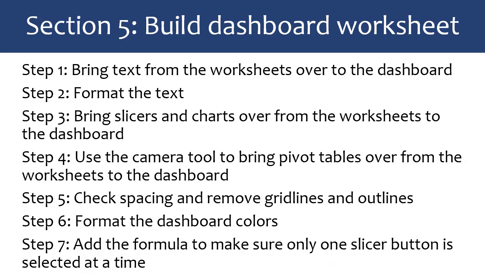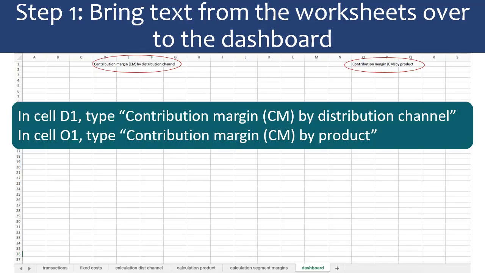This section has 5 steps. This is the exciting section. We will be building the interactive dashboard using elements from the other worksheets we have built. In cell D1, type contribution margin by distribution channel. In cell O1, type contribution margin by product.